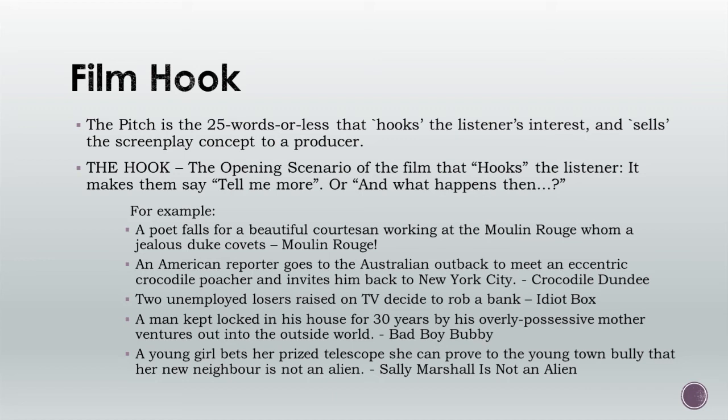For example, a poet falls for a beautiful courtesan working at the Moulin Rouge whom a jealous duke covets. That's the plot for Moulin Rouge. An American reporter goes to the Australian outback to meet an eccentric crocodile poacher and invites him back to New York City, Crocodile Dundee. Two unemployed losers raised on TV decide to rob a bank. That's Idiot Box. A man kept locked in his house for 30 years by his overly possessive mother ventures out into the outside world. Bad Boy Bubby. Most people probably haven't seen that, but the plot sounds intriguing. A young girl bets her prized telescope she can prove to the young town bully that her new neighbor is not an alien. And that's Sally Marshall is not an alien.